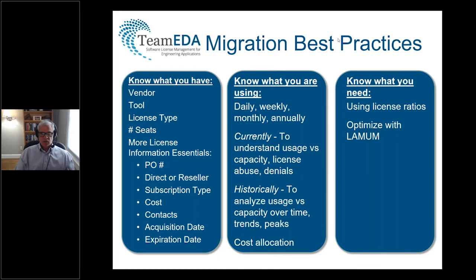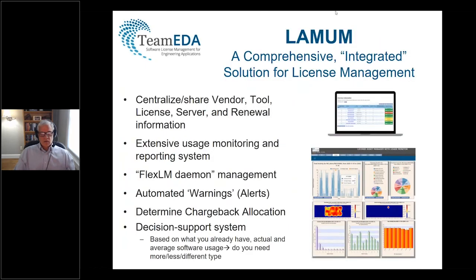And then lastly, looking at knowing what you need. So, what are the license ratios that you're migrating from and to? And looking at LAMUM and using it to optimize. So let's take a closer look at LAMUM. LAMUM is a very comprehensive integrated solution for license management where you can centralize and share all of the license asset information from vendor to tool, license, understanding the server if there's any license managers involved or daemons, understanding your renewal information. Extending that in the floating or networked or concurrent license environment to understand your usage monitoring and being able to report in the form of tables and graphs.